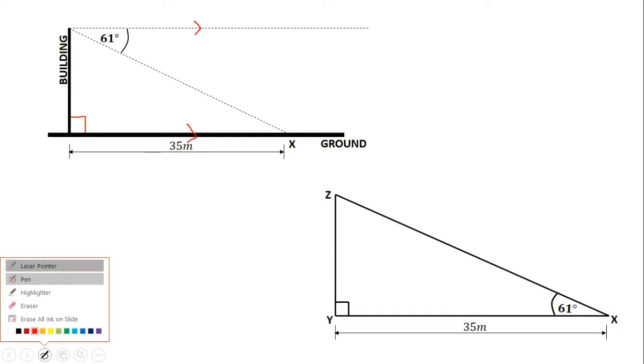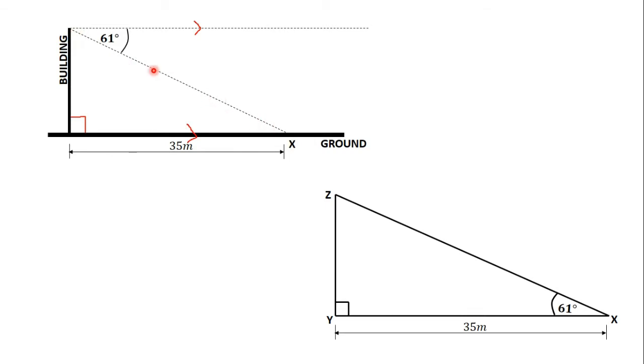That means that this line here will be a transversal crossing the two parallel lines. If you have parallel lines and a transversal, then the angle created here, which is 61 degrees, will be alternating with the angle created here. We explained this in detail in the video on angle properties of parallel lines under plane geometry. Alternating angles are equal. So if here is 61 degrees, then this side is also 61 degrees.